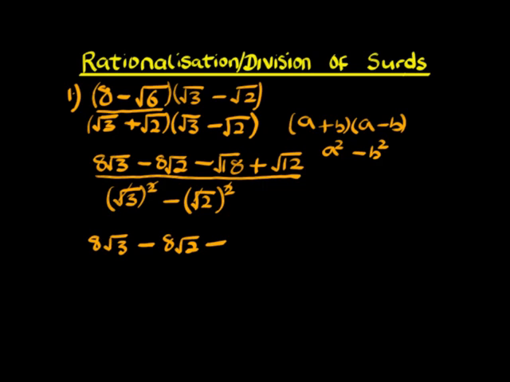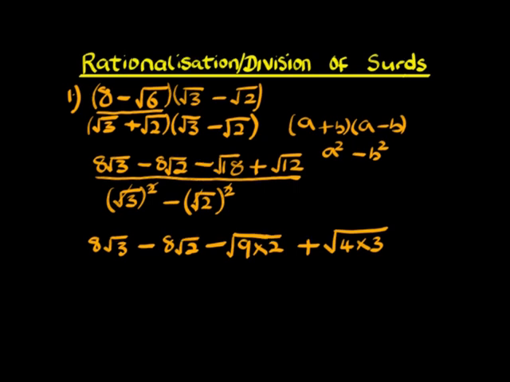Minus root 18. Now two numbers whose product gives us 18 are 9 and 2. So we can go ahead and write root 18 as root of 9 times 2. Plus, two numbers whose product gives us 12, and one of them must be a perfect square, are 4 and 3. So this gives us the root of 4 times 3.